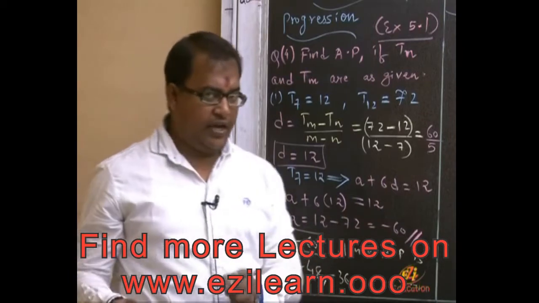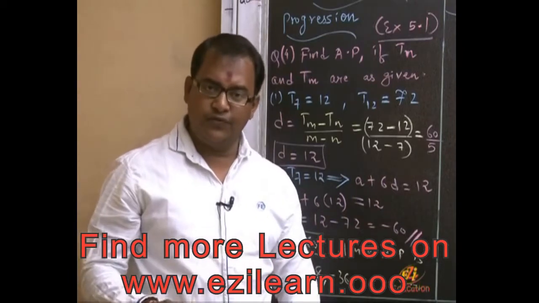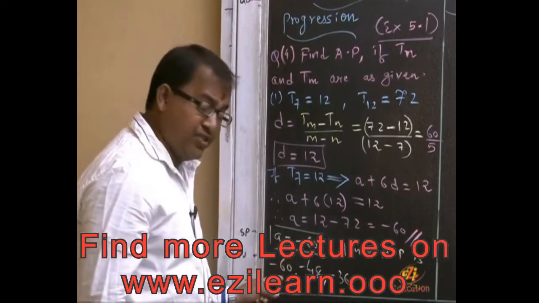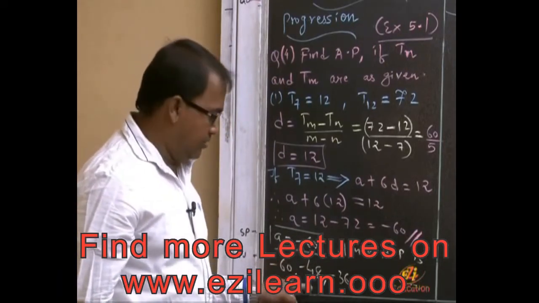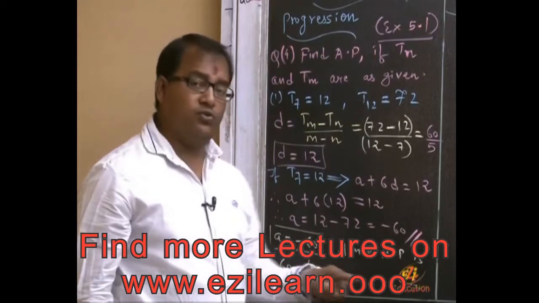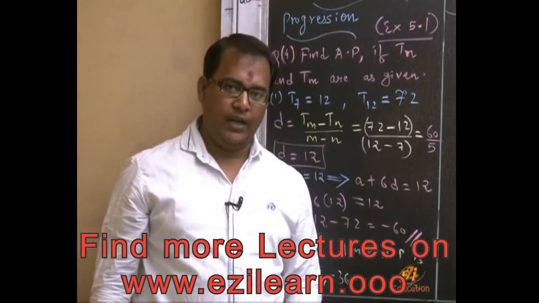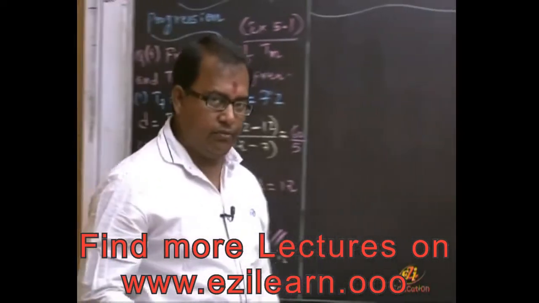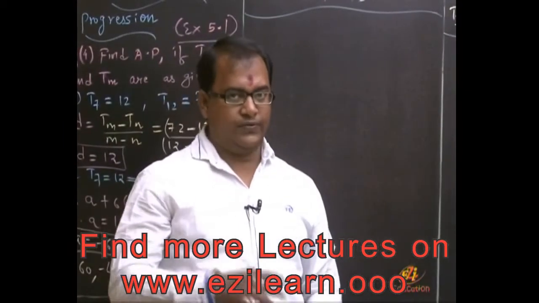Once you have obtained A and D, it's very easy for you. Go on adding D to A. That is, A is minus 60, A plus D is minus 48, then minus 48 plus 12, and so on. Go on proceeding. This is the end of the first sum of this episode. Here is the second sum of question number 4 of the episode.